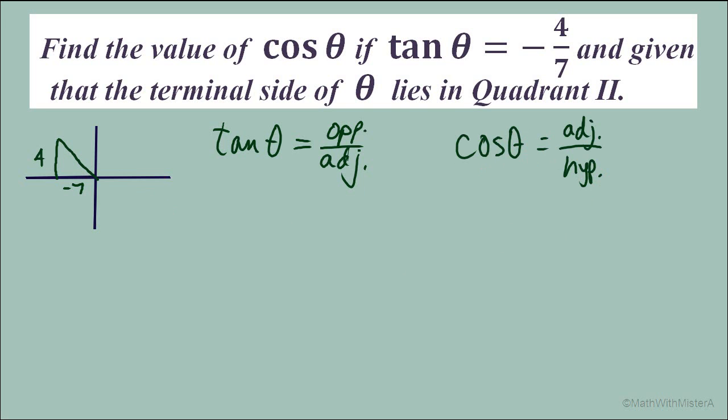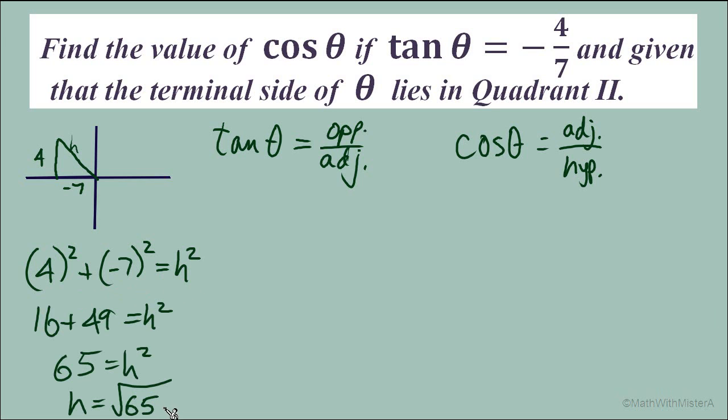Now in our diagram we have values for the opposite side and the adjacent side, but we don't yet know what the hypotenuse is. So we'll use the Pythagorean theorem. Each leg squared and then added together equals the square of the hypotenuse.